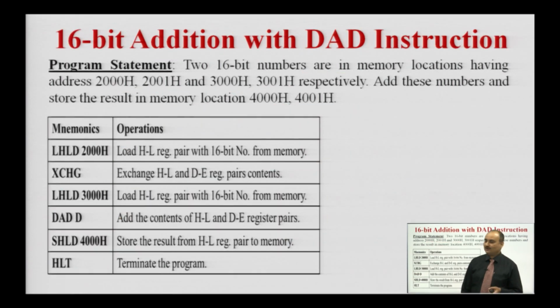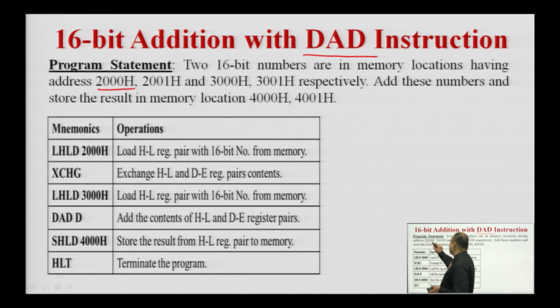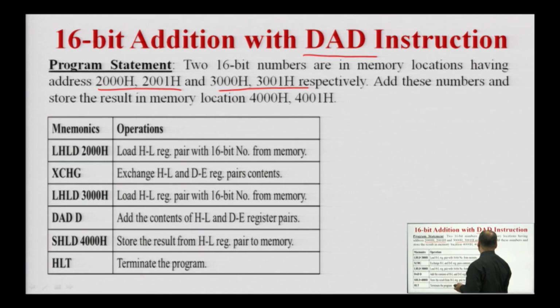Next is 16-bit addition operation with the help of the DAD instruction. In the 8085 microprocessor we have the DAD instruction, which is used to perform 16-bit addition operation directly. Here the two 16-bit numbers are present in memory locations 2000H, 2001H and 3000H, 3001H respectively. Add these numbers and store the result into memory locations 4000H and 4001H.